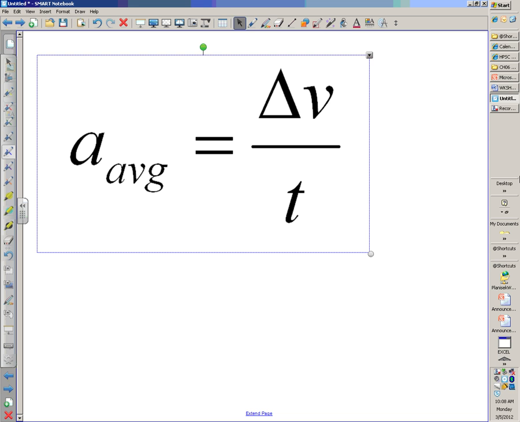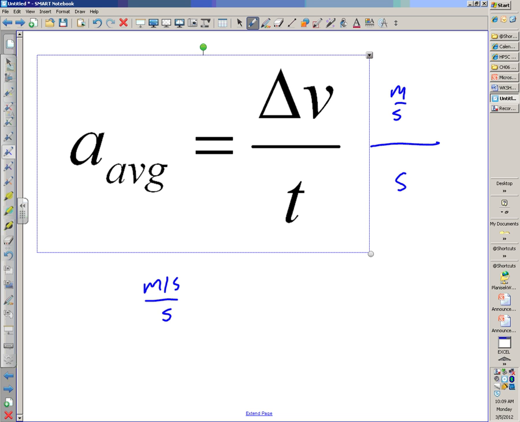Units-wise, what are we talking about in the top of this formula here? Okay, this is going to be meters per second, because even if we talk about the change in velocity, it's still going to be velocity minus velocity, so it's still meters per second. What goes on the bottom of this fraction? Seconds. So the unit for acceleration is actually a compound fraction. It's meters per second.